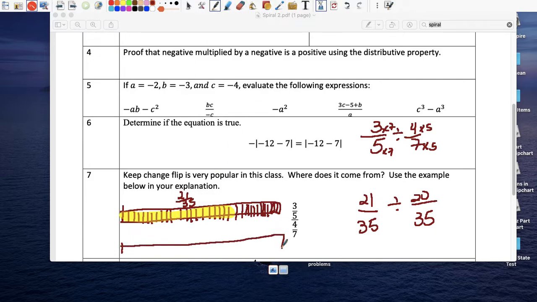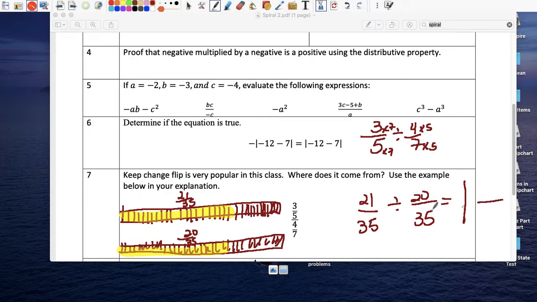And then over here, again, 35 pieces, except that I'm asking the question, how many times can I fit this 20 over 35, because it's just one piece? How many times can 20 over 35 go inside 21 over 35? Well, this 20 pieces can go inside the 21 pieces one time. So if I take the 20 over 35 and put it inside 21 over 35, 20 of them will fit in.